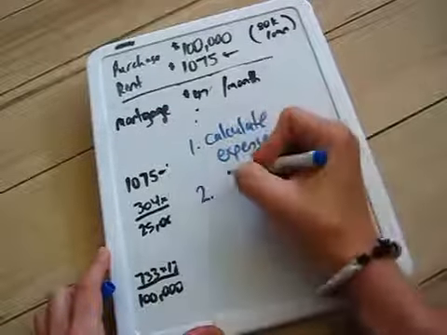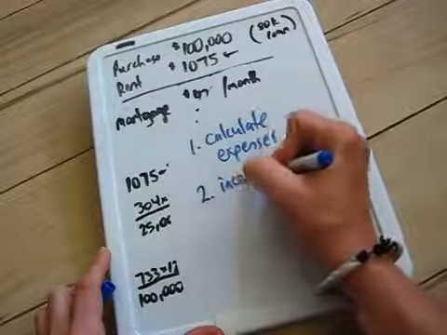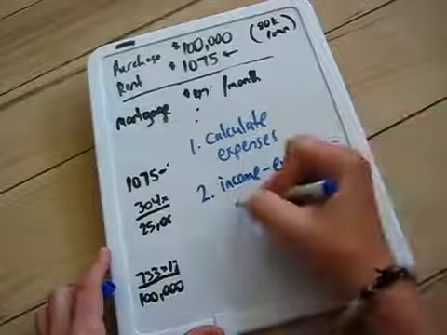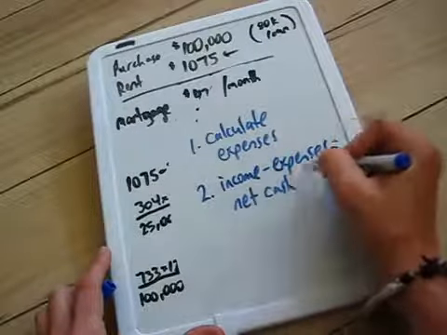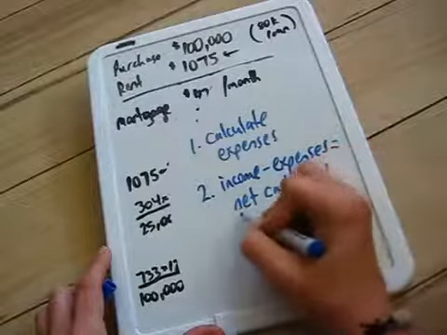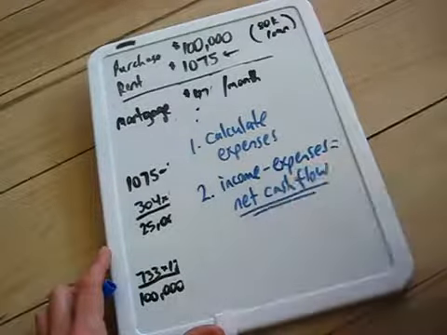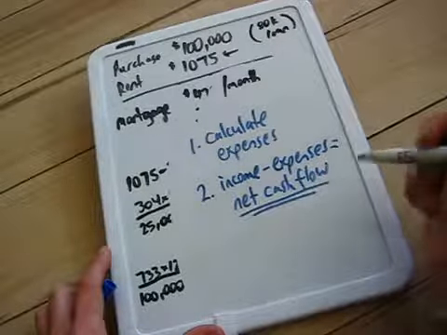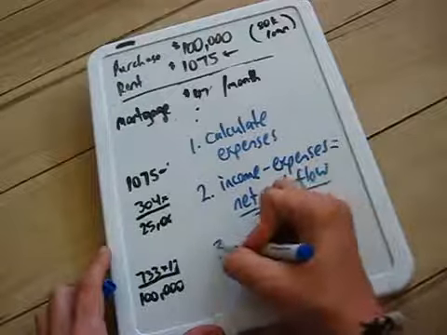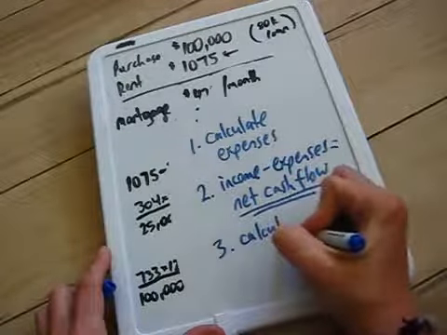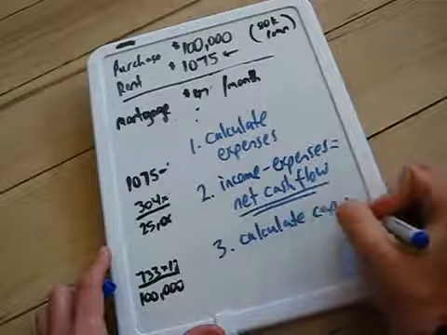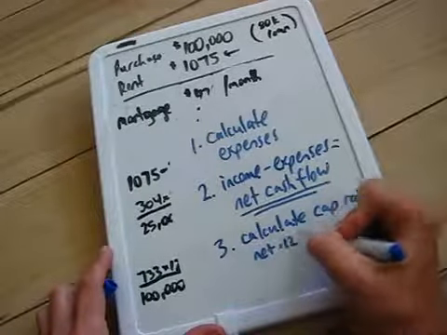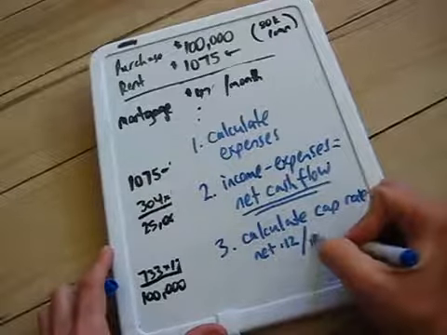You already know your income, so take your income minus your expenses, and that will equal your net cash flow. Don't ever buy a property that suggests you're going to make a negative cash flow. You always want positive. Calculate the cap rate, which is your net income times 12 divided by purchase price.